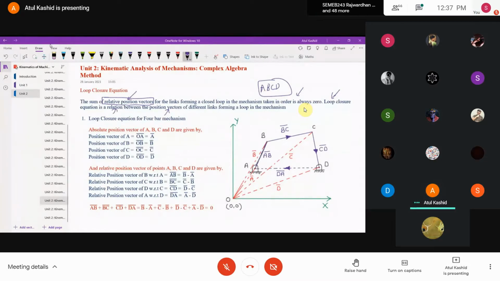For this 4-bar mechanism, we have 4 links over here. AB is one of the links, BC is one of the links, CD and AD, right? So we have 4 different links, and the relation between these links in terms of the position vector is nothing but your loop closure equation, right?